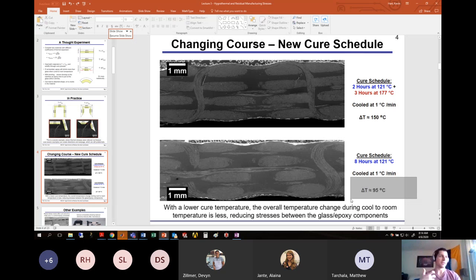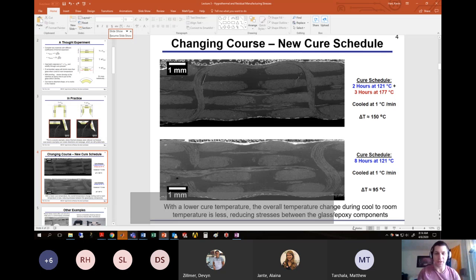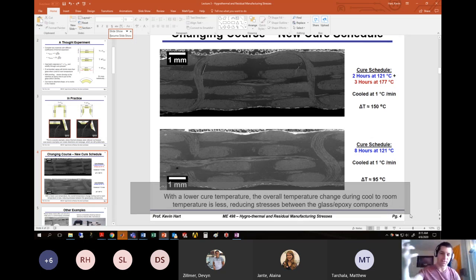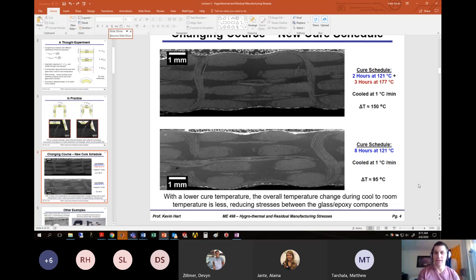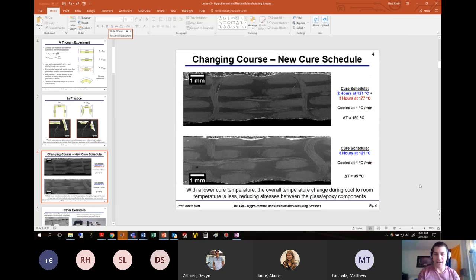All right. So this eliminates about 1/3 of the strain inside of the piece that comes from this coefficient of thermal expansion mismatch between the individual pieces. Okay, so generally then with a lower temperature cure, the overall temperature change during cool to room temperature was less, reducing the stress between the glass and the epoxy. All right, so that's kind of the idea there behind what was going on with this particular piece.